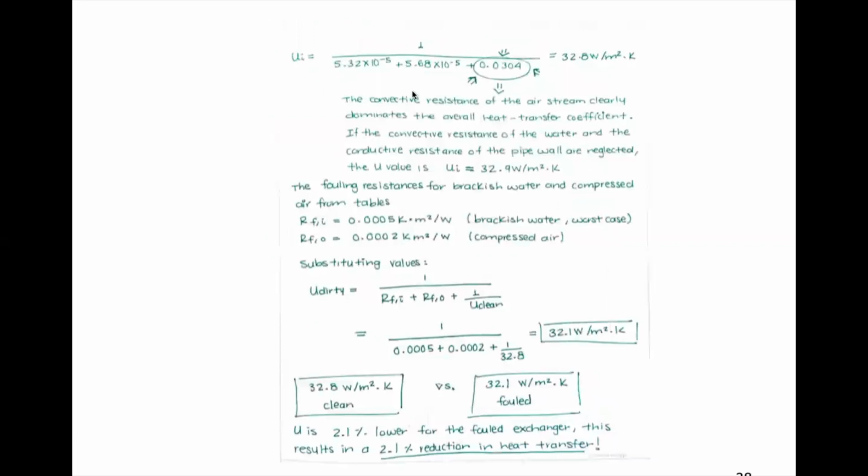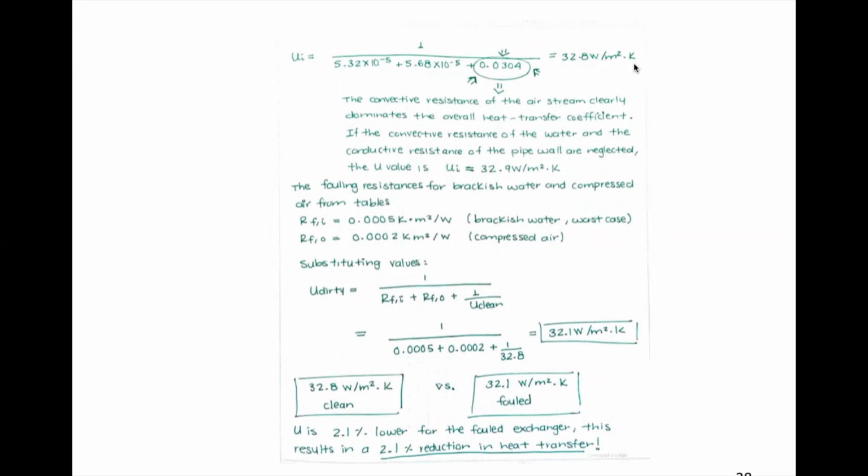And we have everything else. We already calculated h_i and h_o, right? That is what we did in the previous slides. We put numbers into here, and we have an overall heat transfer coefficient based on the inner area of 32.8 watts per meter squared Kelvin.